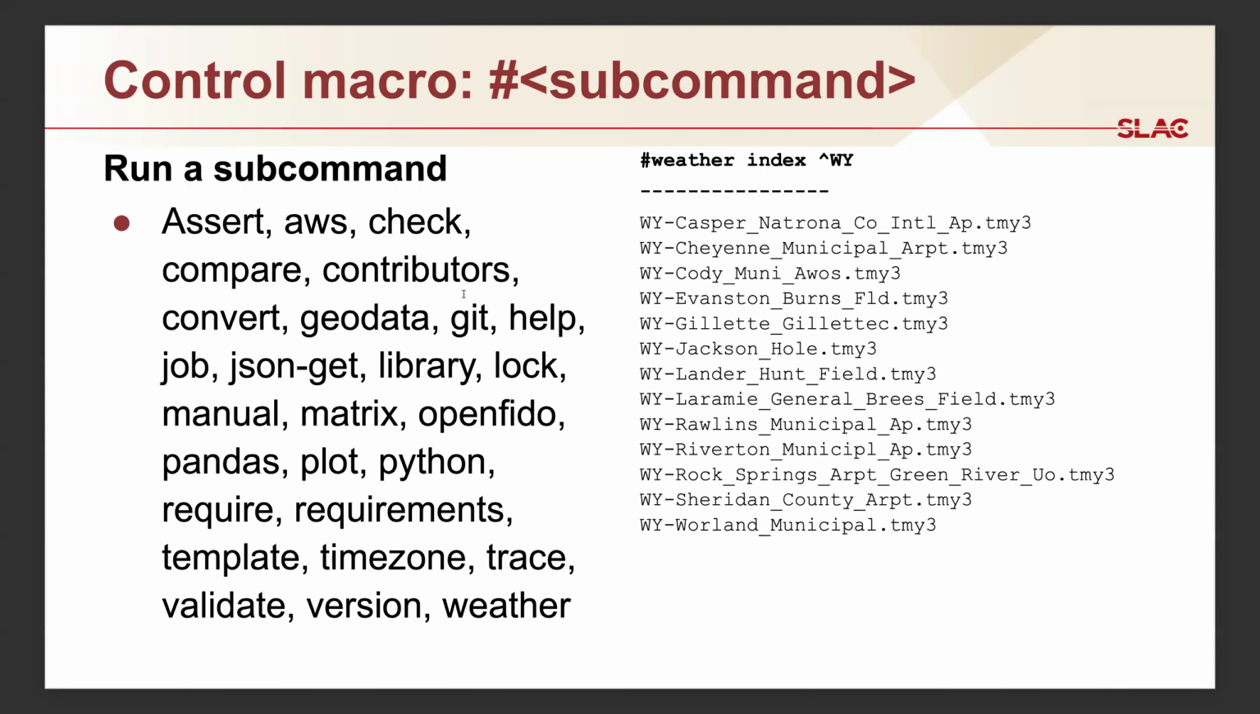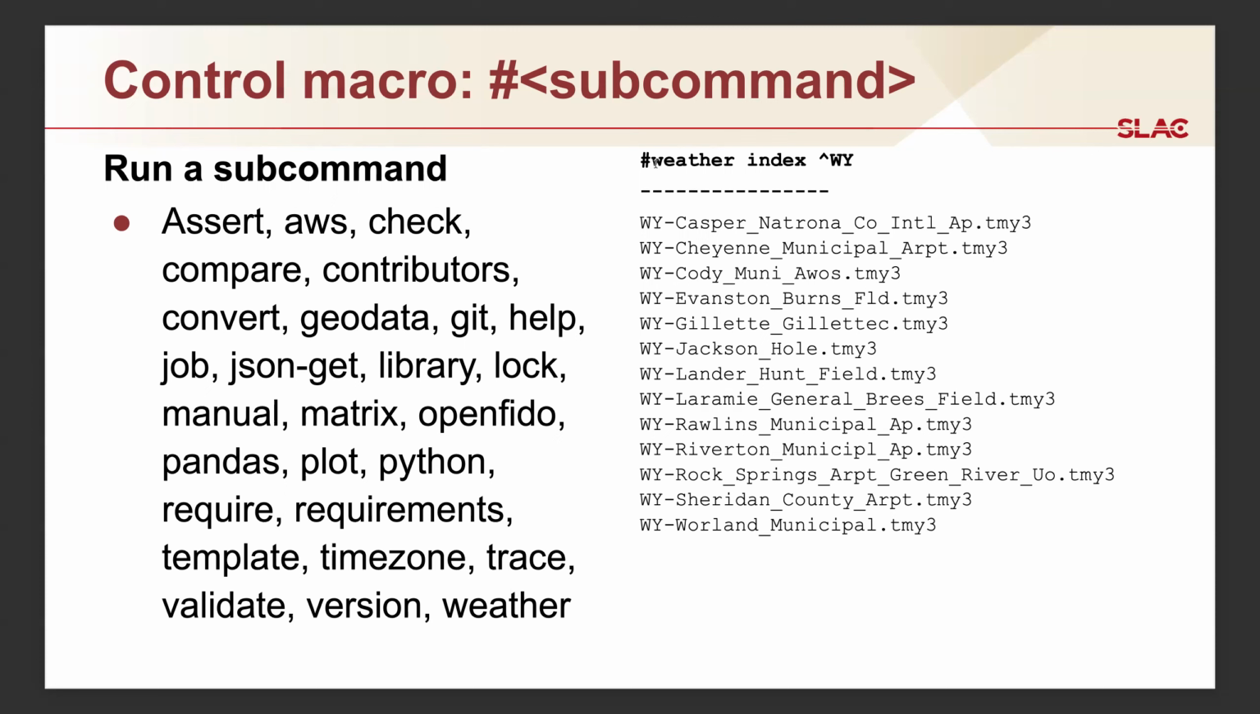There is a mechanism for the macros to process any of the subcommands that are available in GridLAB-D. This is a list of the subcommands that are available at this time. There will be others at some point in the future. But anytime you use the macro character, the hashtag, followed by any of the subcommands, it simply executes the subcommand with all of the text that follows afterwards as the command line arguments.